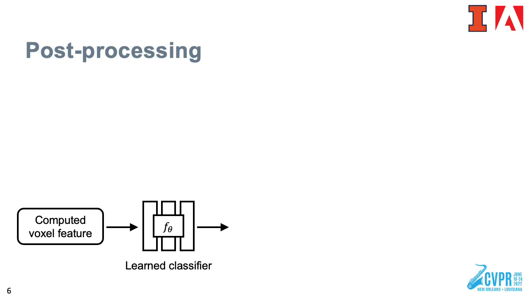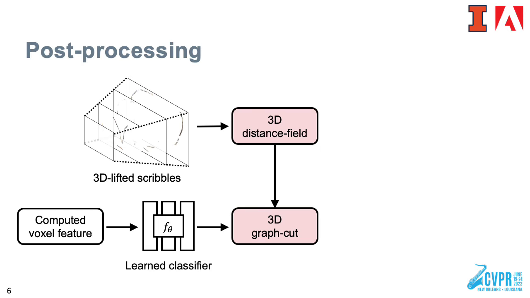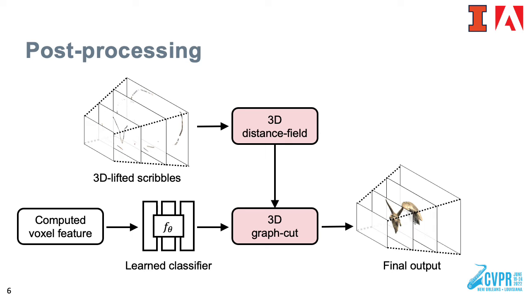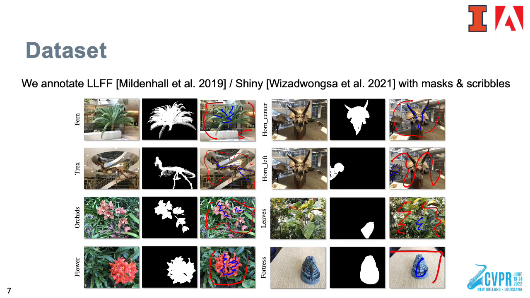Since our network is trained with limited supervision, the final prediction on the entire volume is occasionally noisy. We hence introduce a post-processing step based on a 3D graph cut. This step helps to address the issues of floaters and incompleteness in the final output.